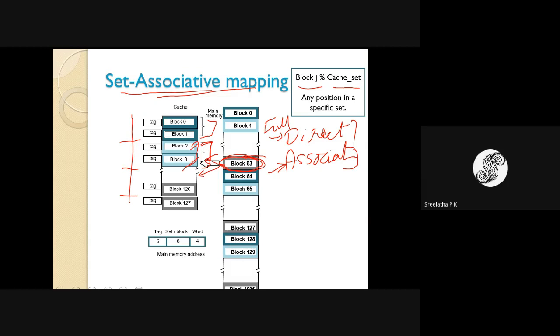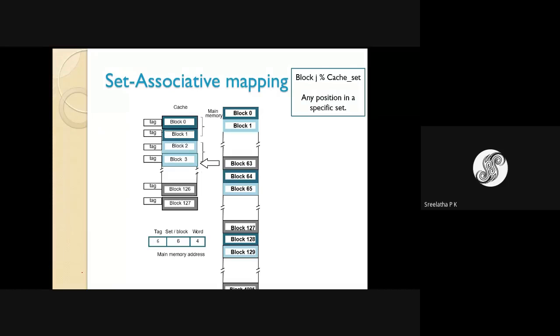Only the set mapping has restriction. Within this set, it can choose any block, whichever is free. And so there is no full restriction in set associative mapping. It is a combination of direct mapping and associative mapping. So the name set associative, you have seen what is set here.